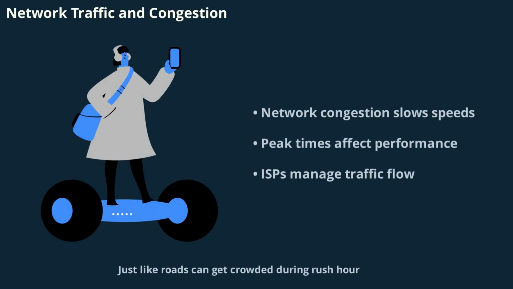Just like roads can get crowded during rush hour, the internet can slow down when too many people are online at once. This is called network congestion. Routers and ISPs work hard to manage traffic, but during peak times, you might notice slower speeds. Understanding this helps explain why your connection might be faster late at night or early in the morning.